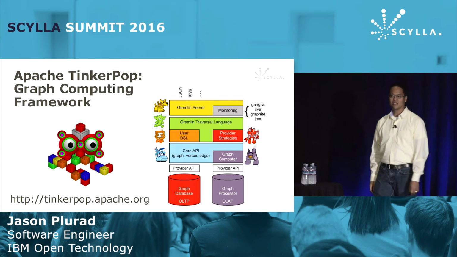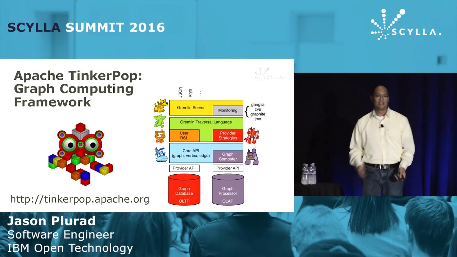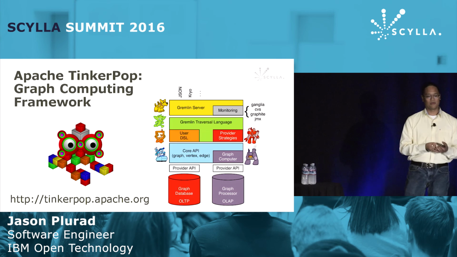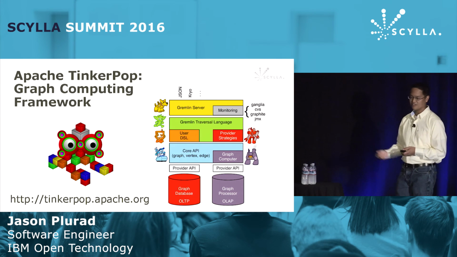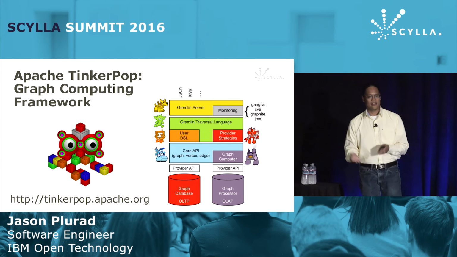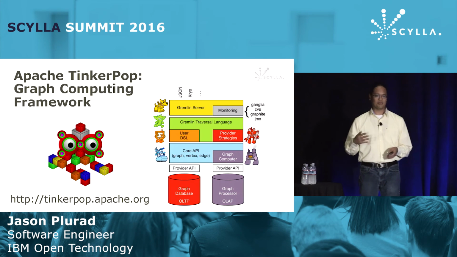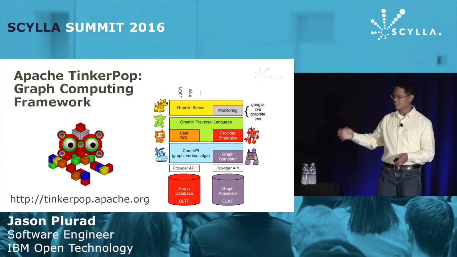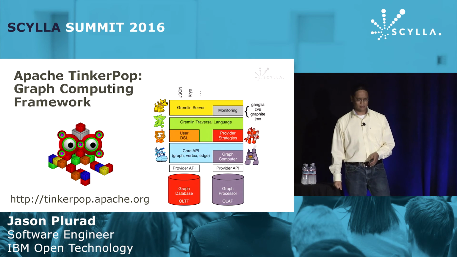So TinkerPop provides a lot of the key pieces that you would need if you were trying to build a production-grade database. It has the core APIs for creating a graph. It has the traversal language for being able to get your data out of the graph. It provides a server, and it has 2 different abstractions for querying different types of graphs. On the left, we have the graph database, and we have a graph processor for more whole graph analytics.